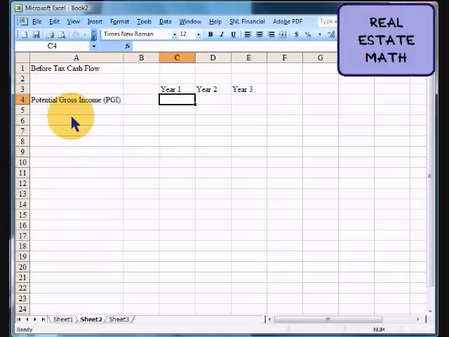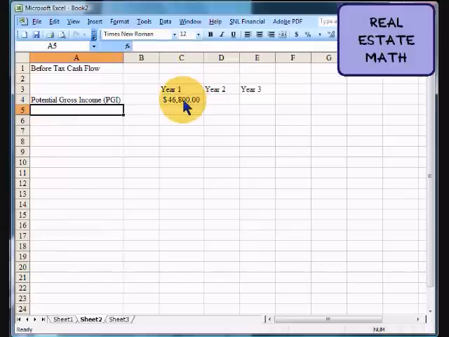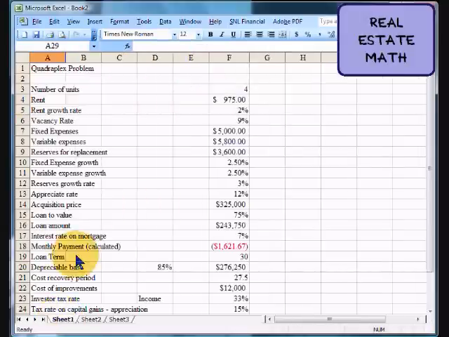That's going to be a pretty straightforward calculation. We're going to multiply the number of units times the rent times the number of periods per year. So the first thing we'll do is point to the number of units times the rent, and to do a multiplication I simply enter an asterisk, and then we say 12. And we get $46,800.